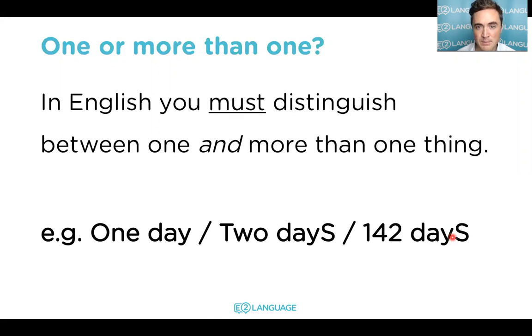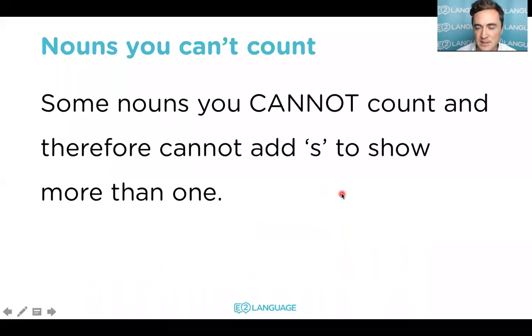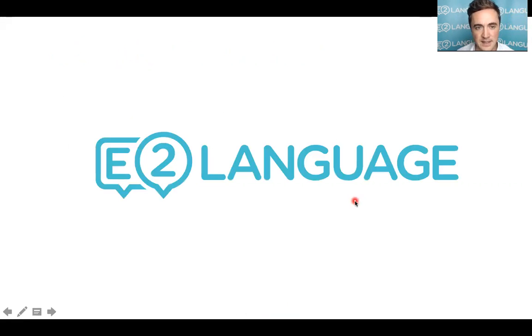And in English, you must distinguish between one and more than one. And we do that by adding an S. 1 day, 2 days, 142 days. In English, we add S to nouns, and also sometimes we do it to verbs. Don't be confused. Professor Peterson teaches, that's a verb, at MIT. His students, that's a noun, a plural noun. It also has an S, but these are very different rules. Some nouns you cannot count, therefore you cannot add S to show more than one, like sand, butter, snow, blood, water, beer, etc. Sometimes you can, depending on the context.